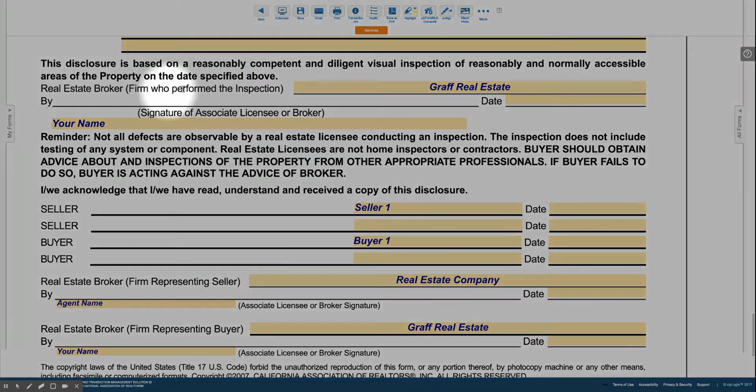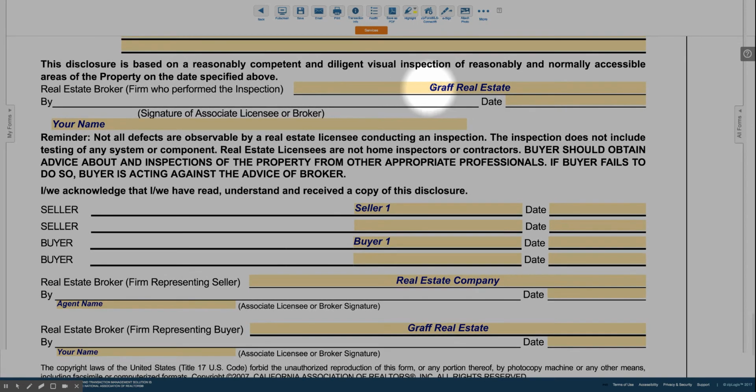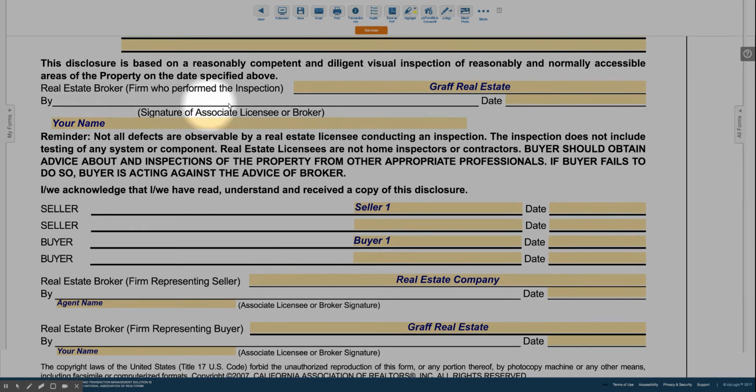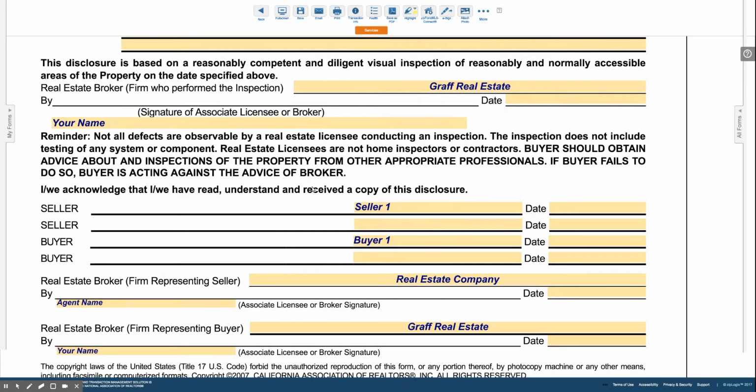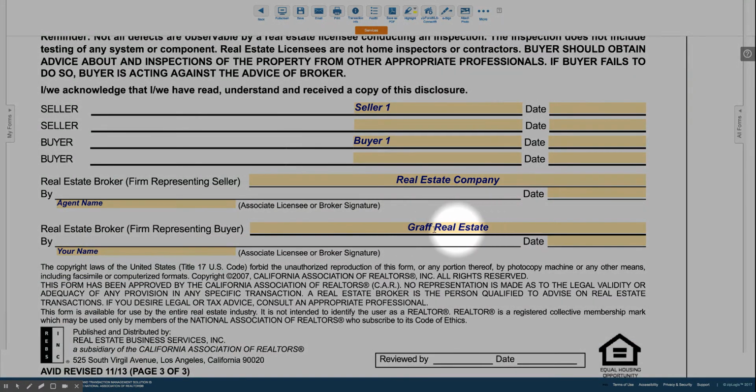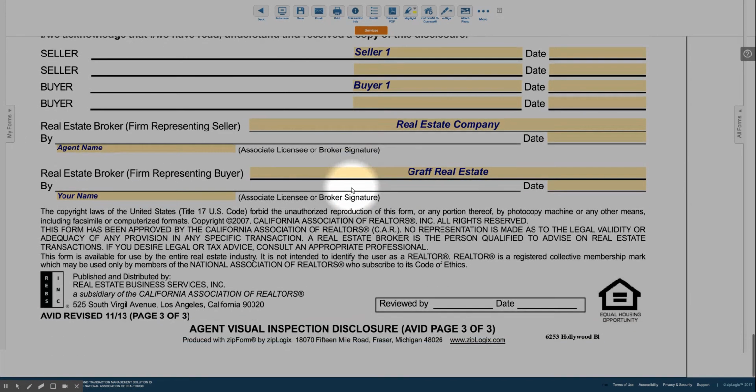And also remember that it says here real estate broker. It does say now in parentheses firm who performed the inspection. That's for the name of the firm or the company. In our case, Graff Real Estate. Here is the opportunity for your name, and that's where your signature goes right there. Same thing for here. It's the company name, real estate company, and then the agent's name goes there. Agent's name there. And then buyer and seller there. And that's it. That's page 3 of 3.